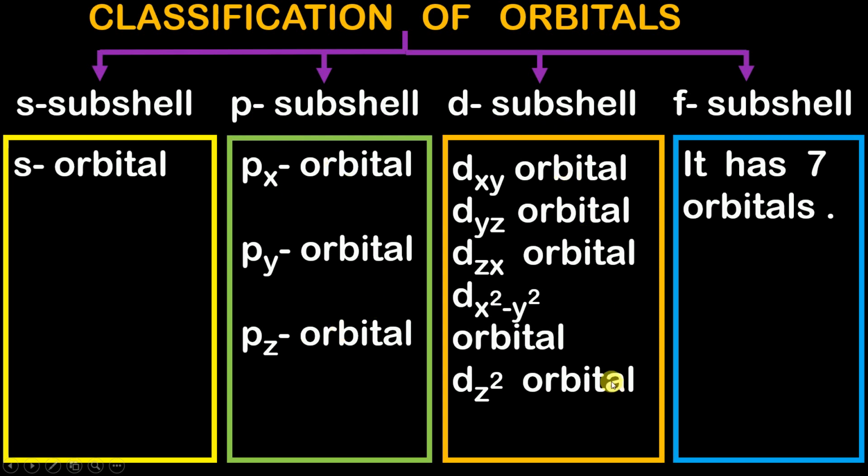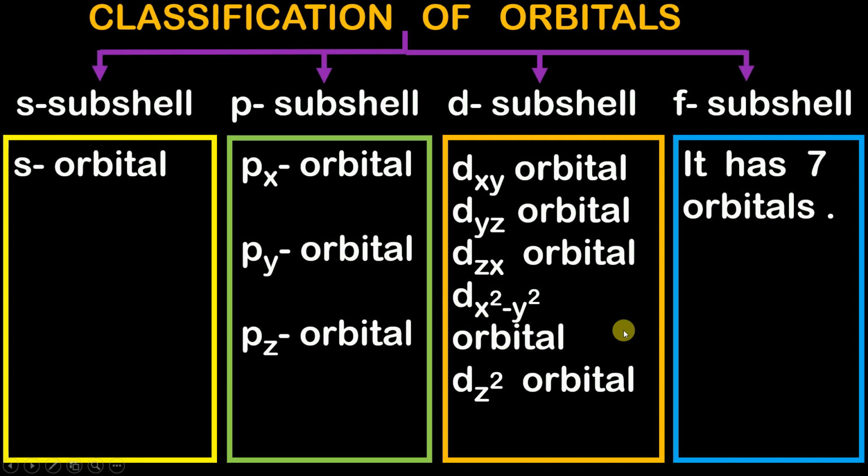Now let me tell you that any orbital can have a maximum of 2 electrons in it. For example, the S orbital can have 2 electrons maximum, the Py orbital can have a maximum of 2 electrons. Let's say the dx square minus y square orbital will have a maximum of 2 electrons.